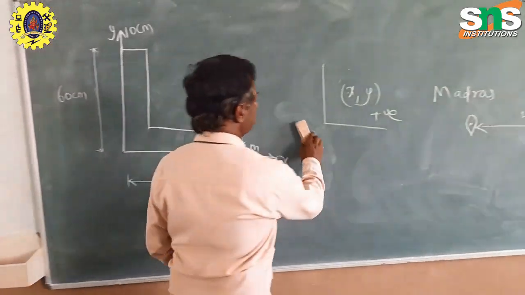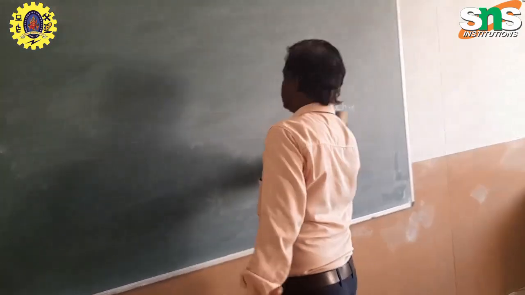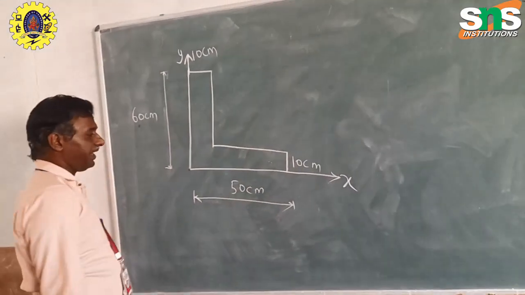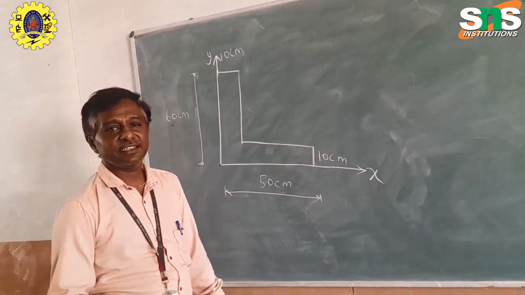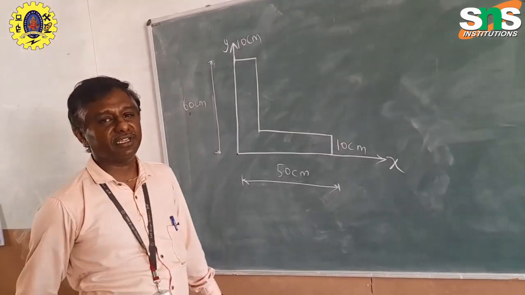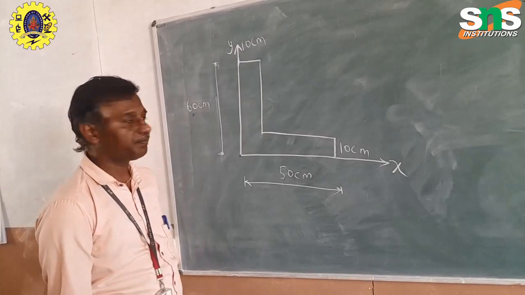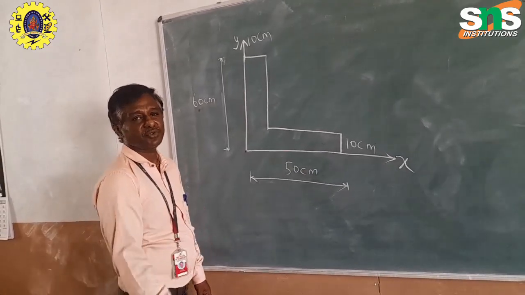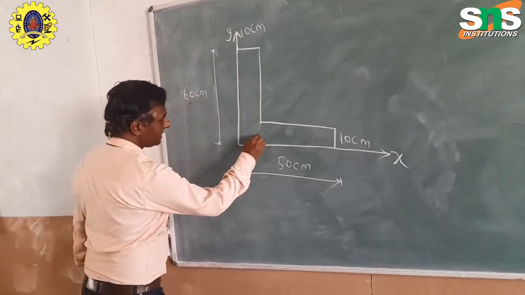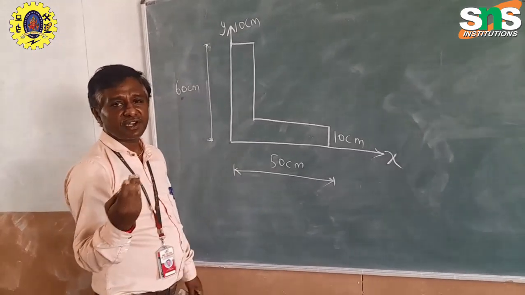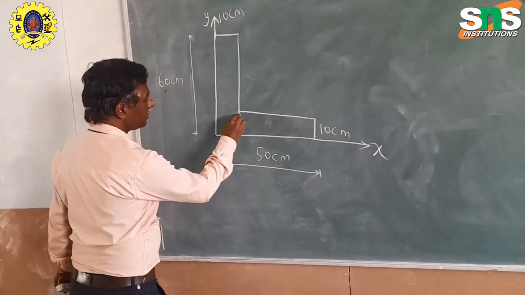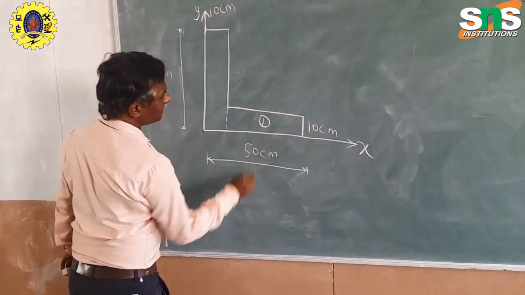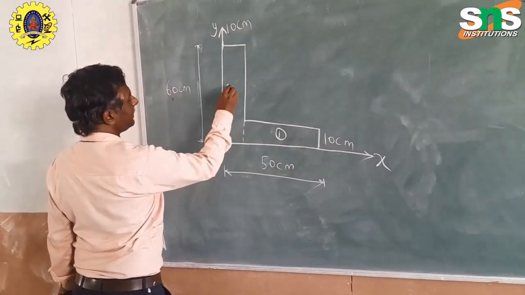Now I will just erase this. How to find it? We know that for a rectangle, the direct value for the centroid is at the midpoint, as in the earlier video. This is a combination of two rectangles, so now we are going to split it into two rectangles. You can split like this or like this. Whatever way we split, no problem. I will split like this. This is section 1, the first rectangle, and this is the second rectangle.